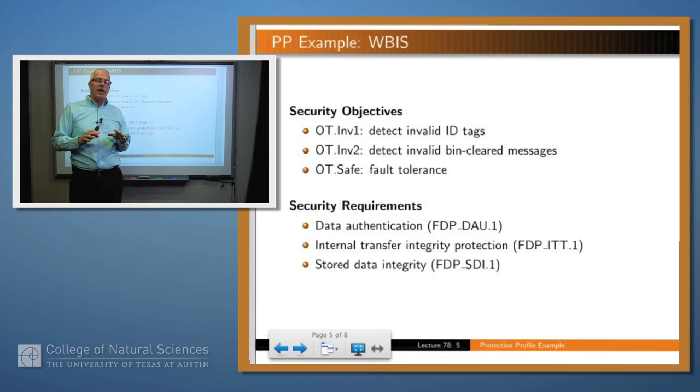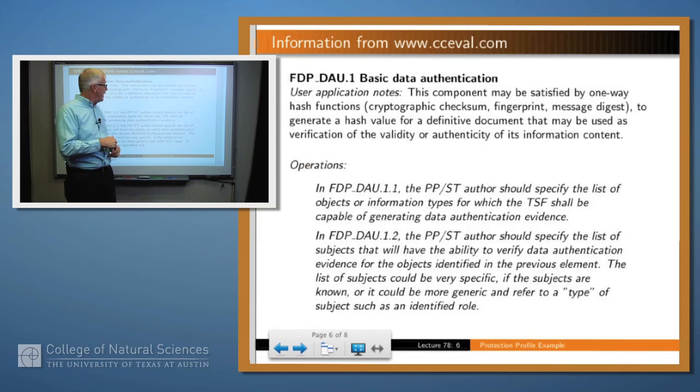Now, since these are general classes of security requirements rather than particular mechanisms, what they do is specify certain sections of the common criteria documents which describe what these things are. So for example, basic data authentication is described in a section, and the numbers listed there. And I've quoted a little bit of it here for you. The idea is that the writer of this protection profile is not saying how they're going to implement this. They're just saying what needs to be implemented, in particular basic data authentication.